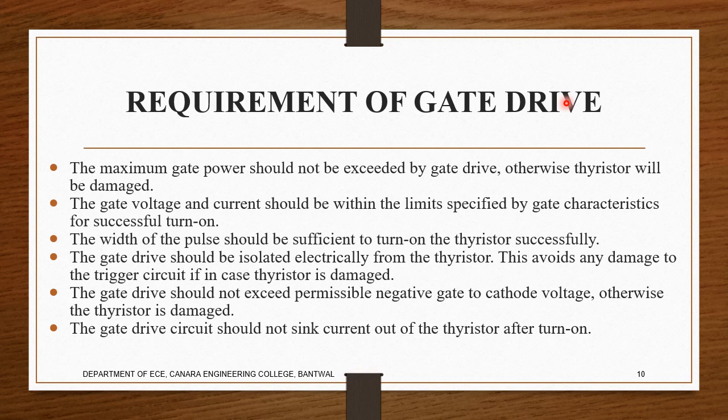The gate drive should be isolated electrically from the thyristor, else it might damage the triggering circuit, or the thyristor might also be damaged. Isolation means it has to be properly channeled, with proper winding or a transformer given. The gate drive should not exceed the permissible negative gate-to-cathode voltage, otherwise the thyristor might be damaged. In the reverse bias condition, avalanche breakdown might occur.